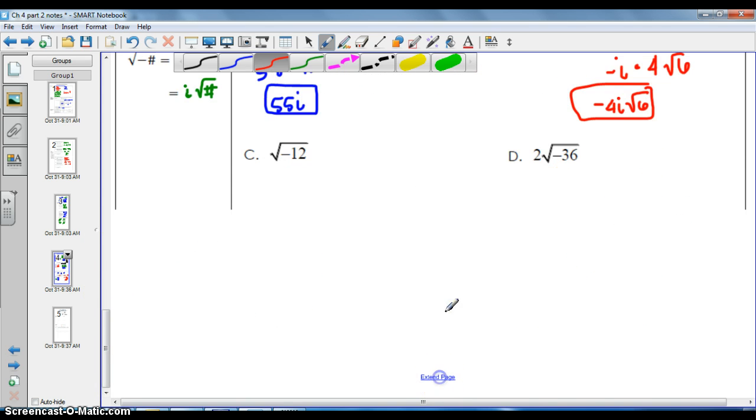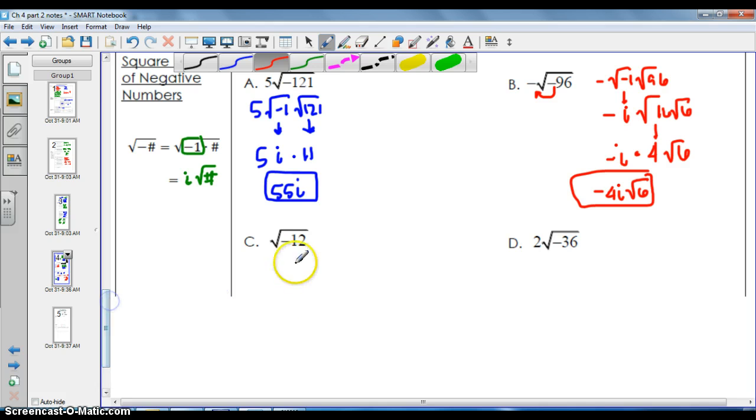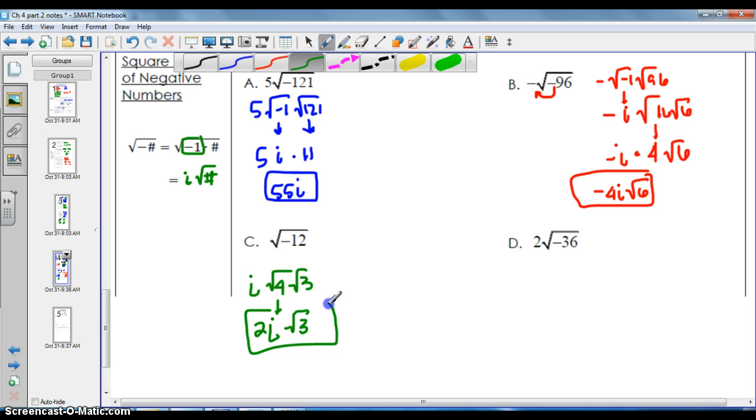The only difference of this versus our simplifying on the front page is that this negative is becoming the I out front. So that's going to become an I, the negative, and now we just have the 12 that we are simplifying. So it's 4 and 3. The 4 becomes a 2 out front. The 3 stays under, and the I is out front with the 2, and it goes behind the 2. So the I is never in front. It's always behind the number.